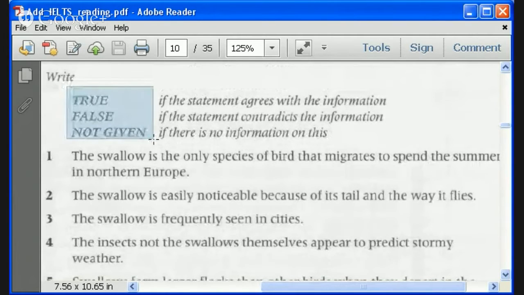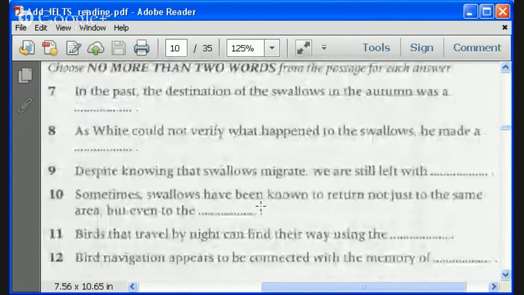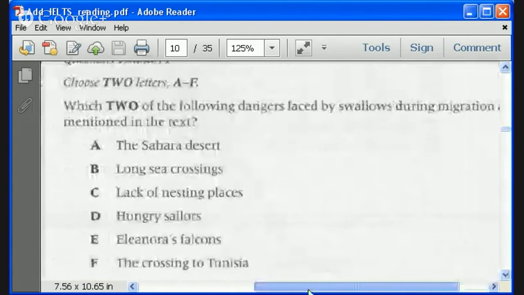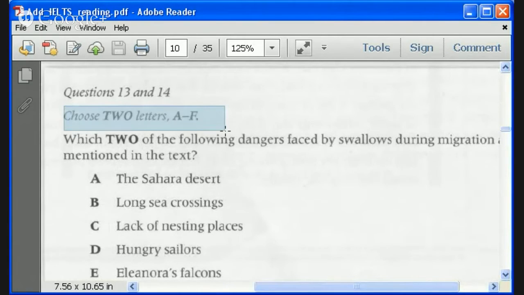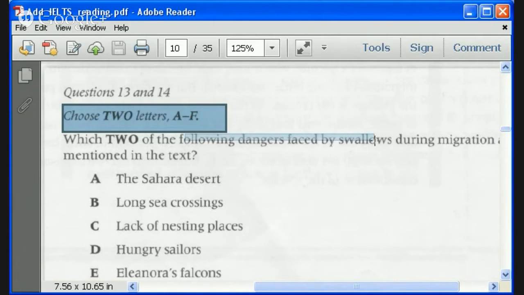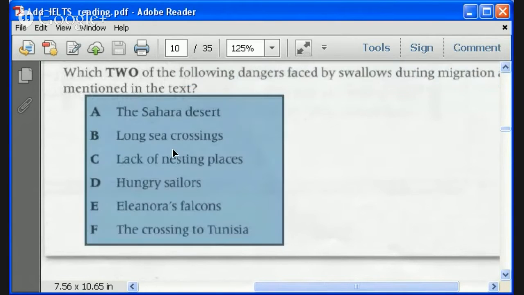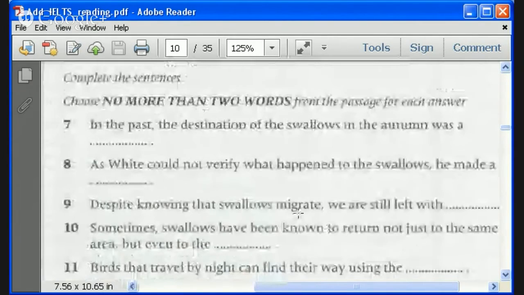Ooh, we've got the evil true, false, not given questions. And then fill in the blank questions. Oh, so for this kind of question, which we haven't looked at yet, choose two of the following dangers faced by swallows that are mentioned in the text. Oh, wow, so we have a long list. We can just scan for these things to see which ones are actually mentioned. So we don't really need to read everything.